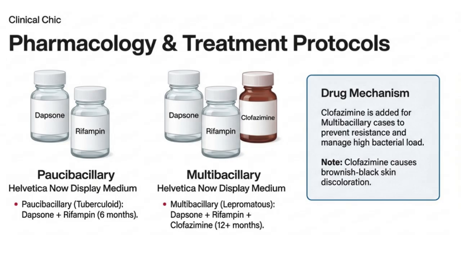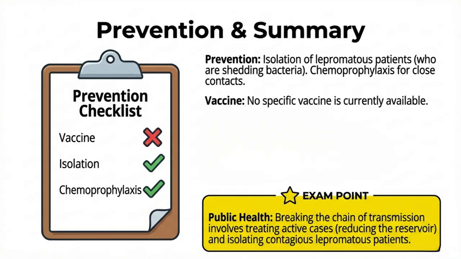Treatment is based on multi-drug therapy. In paucibacillary or tuberculoid cases, a 2-drug regimen of dapsone and rifampin is given for several months. In multibacillary or lepromatous cases, a 3-drug regimen of dapsone, rifampin, and clofazimine is used to prevent resistance and manage high bacterial load. Long-term adherence to therapy is essential for a complete cure and prevention of complications.